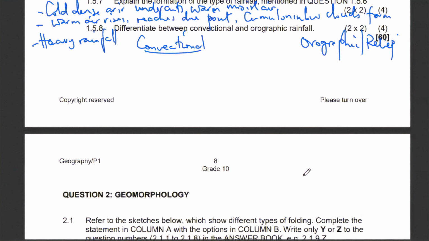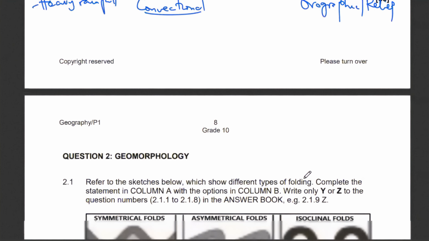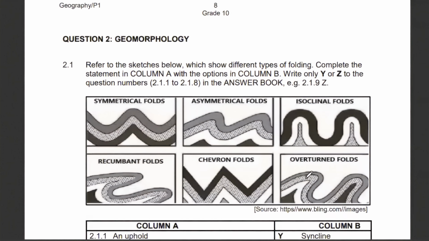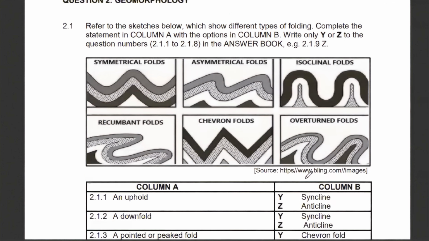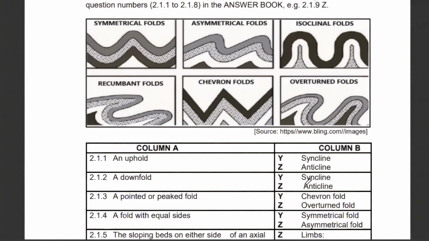And that's the end of our climate question out of 16. We move on to geomorphology. Refer to the sketches below, which show different types of folding. We have asymmetrical, isoclinal. All those are types of folds. Right, let's answer the questions.